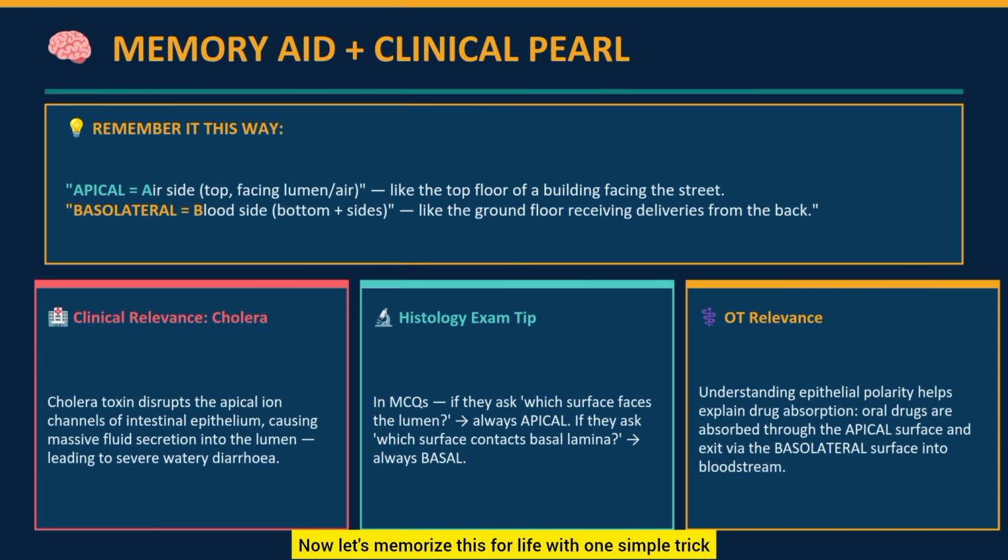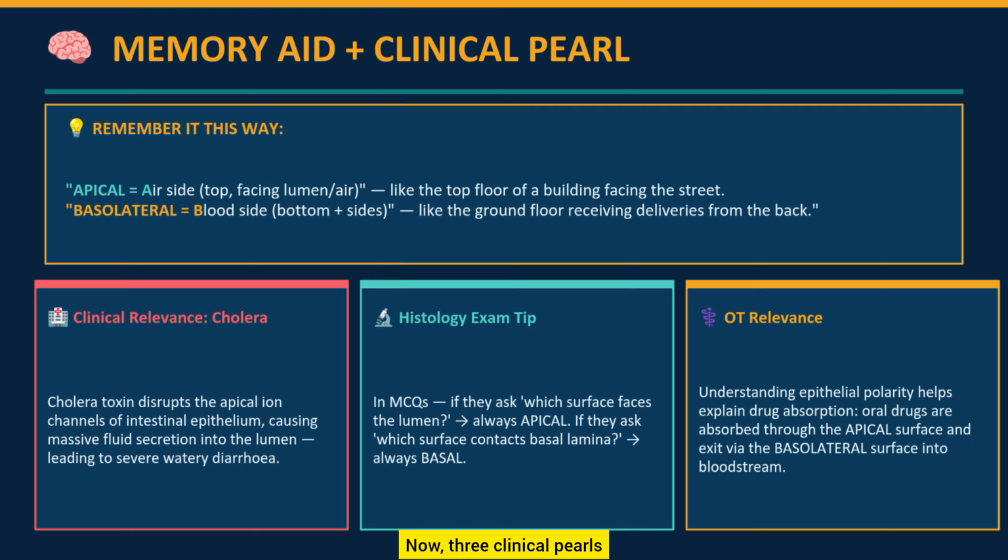Now let's memorize this, for life, with one simple trick. Apical means A for air side. Think of the top floor of a building that faces the street. Just like the apical surface faces the lumen, or the outside world. Basolateral means B for blood side. Think of the ground floor of a building where deliveries come in from the back. Just like the basolateral surface faces the blood and connective tissue.